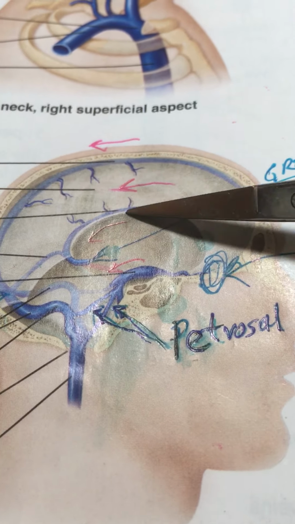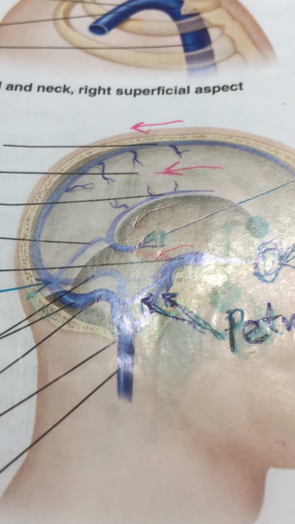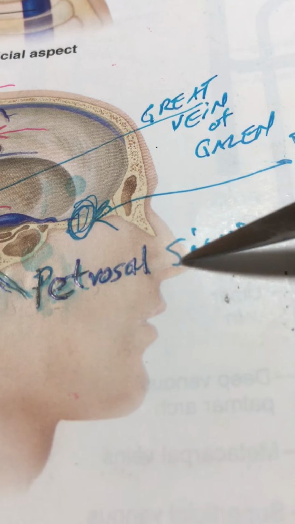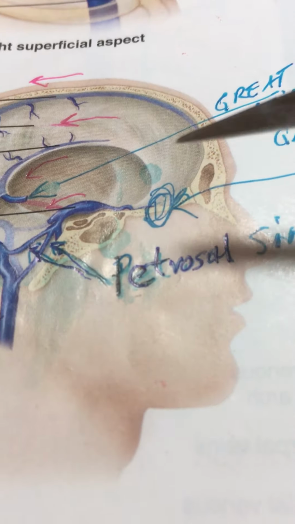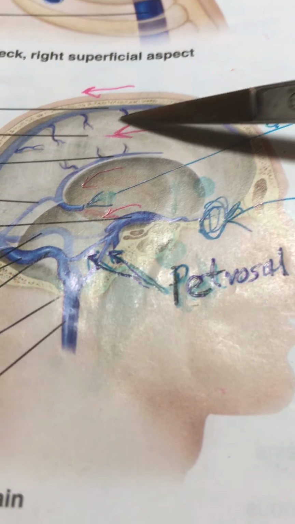So this is all, and I have the little red arrows here showing you the movement of blood. It's all from front to back. And I was talking about the danger area of the face and the fact that bacteria and viruses can sort of percolate through this area.